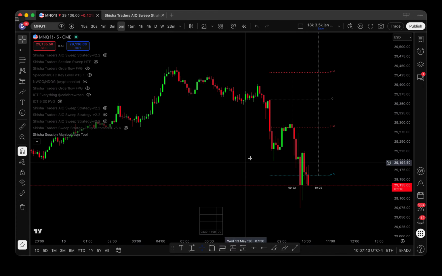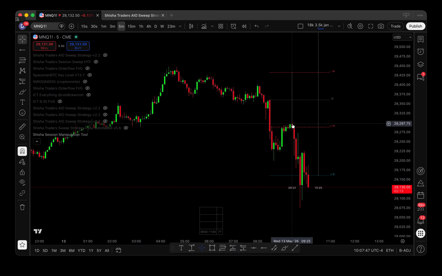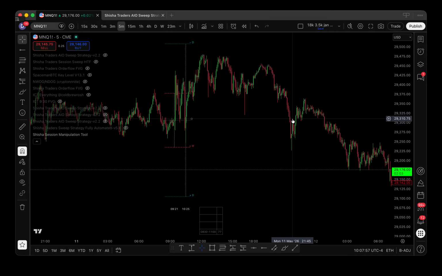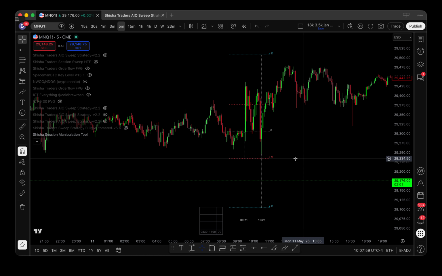That's when we're done manipulating. So this whole manipulation leg was completed by 9:22. So now if you're looking for shorts, you can safely take your shorts with a really small stop loss, and you can ride it without worrying about getting stopped out. But that's again, it's a continuation. I don't want that.